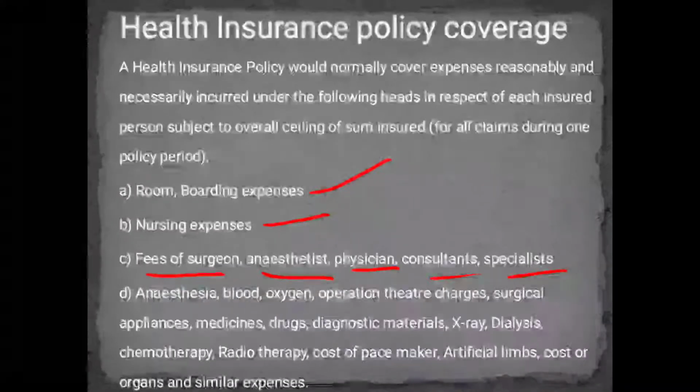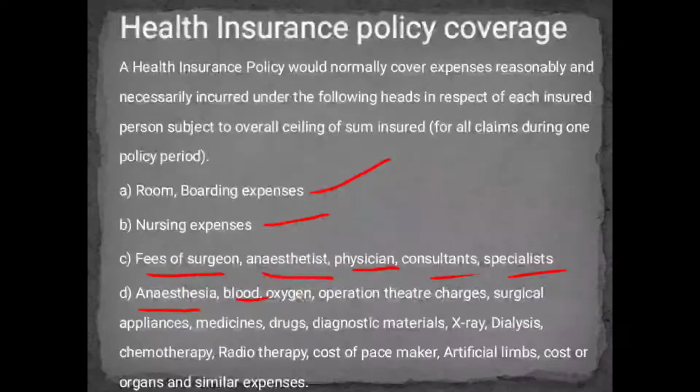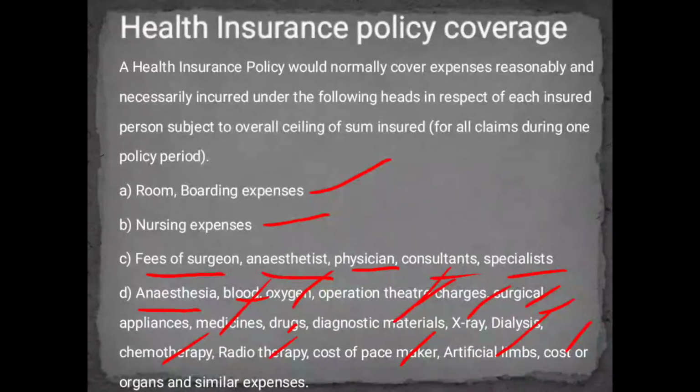Then anesthesia, blood, oxygen. Blood and oxygen are given sometimes. Operation theatre charges are there. Then surgical appliances are provided. Then medicines are given, drugs are given, diagnostic materials are used. Then X-rays, then dialysis is done. Then chemotherapy is given, radiotherapy is given. Then pacemakers are put, artificial limbs are given, cost of organs and similar expenses.